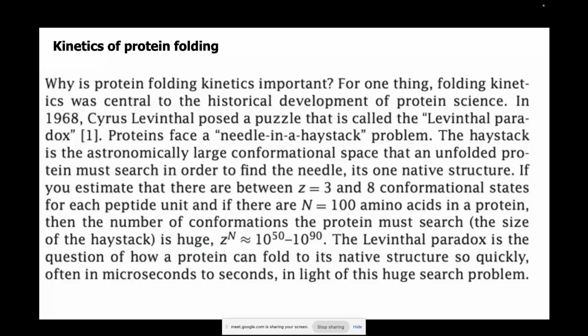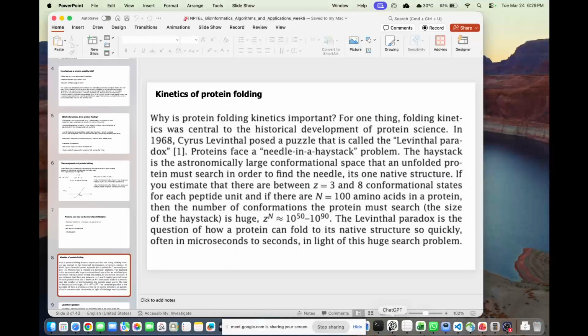This was the energy requirements, the thermodynamic requirements, for protein folding. But there is also the kinetic part, the rate at which the folding occurs. But why is protein folding kinetics important? Why would you want to study kinetics?